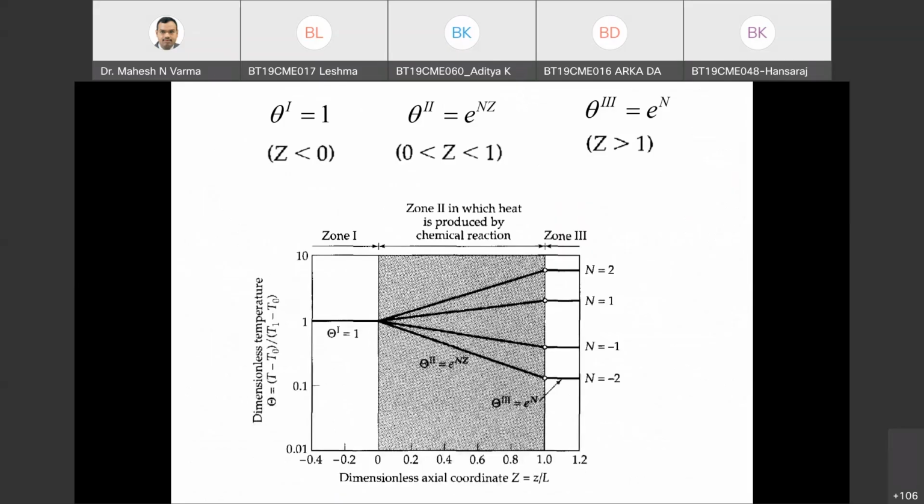And this is how it is varying. This is a highly endothermic reaction, some lesser endothermic reaction. This is an exothermic reaction, lower exothermic reaction. This is a highly exothermic reaction. Theta 1 will be at 1 in zone 1, and this will also be constant. There will be an increase in temperature for an exothermic reaction, while there will be a decrease in temperature for an endothermic reaction.